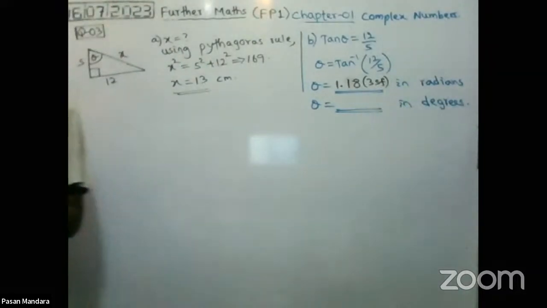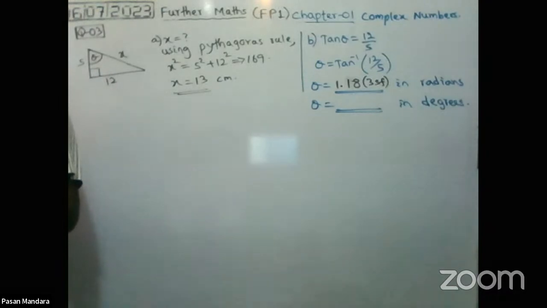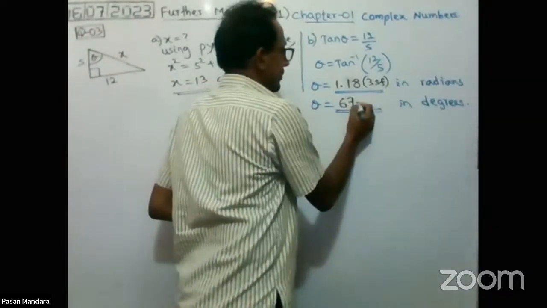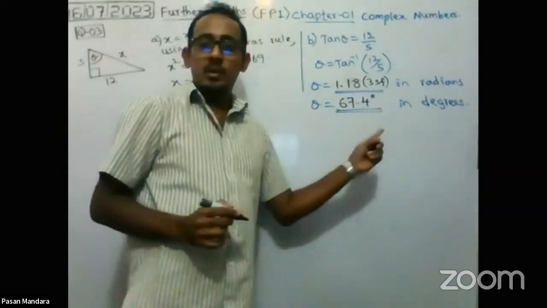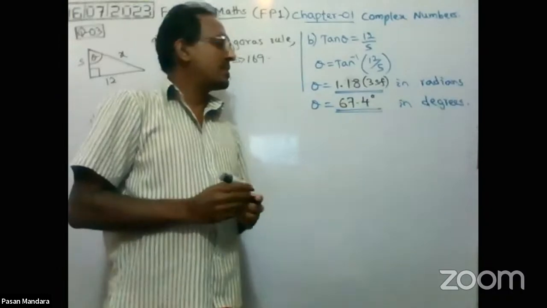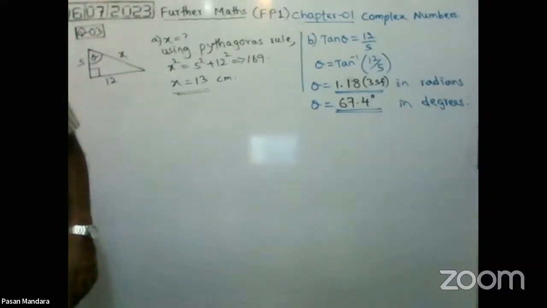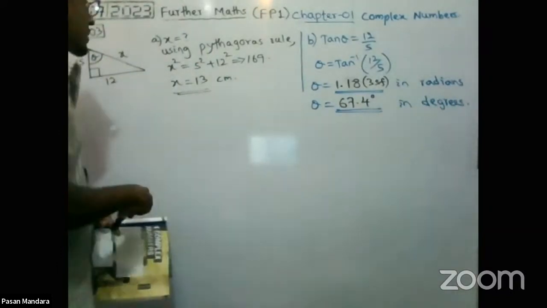Go to the degree mode. What's your answer? Yeah, 67.38 comes. That is correct to 3SF. Answer is 67.4 degrees. Okay, very good. Right. Okay, now we'll move to question number 4.